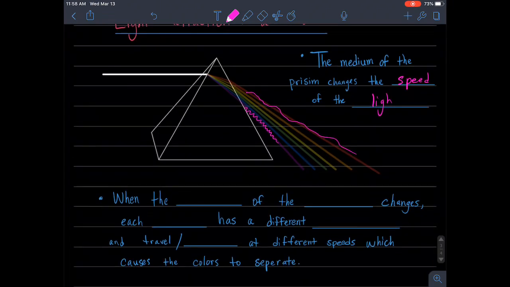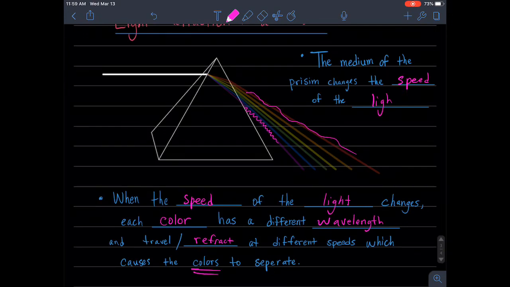So what we can summarize here is that when the speed of the light changes, each color has a different wavelength and travels, or we'd say refracts, at different speeds, which causes the colors to separate from one another.